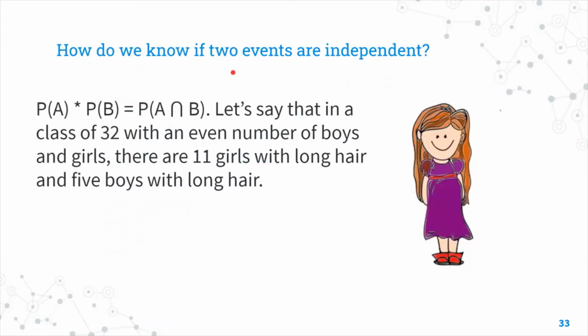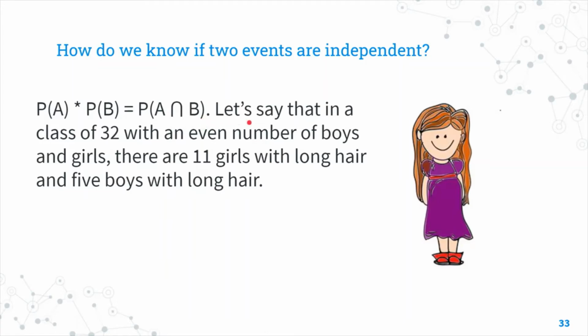So how do we know if two events are independent? We use this formula here where the probability of A multiplied by the probability of B is equal to the intersection. Don't worry too much about the notation here. We'll cover it later on.